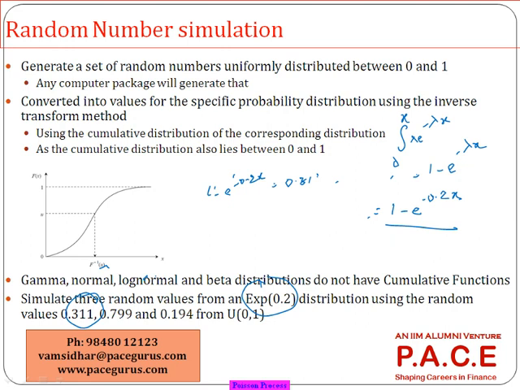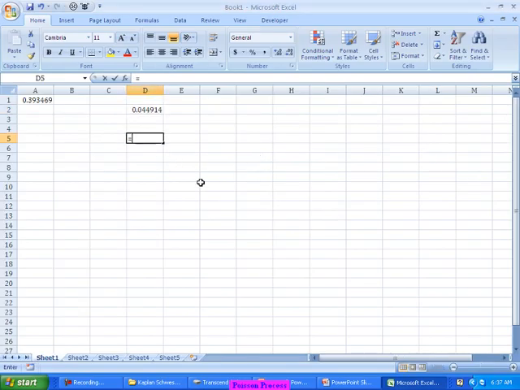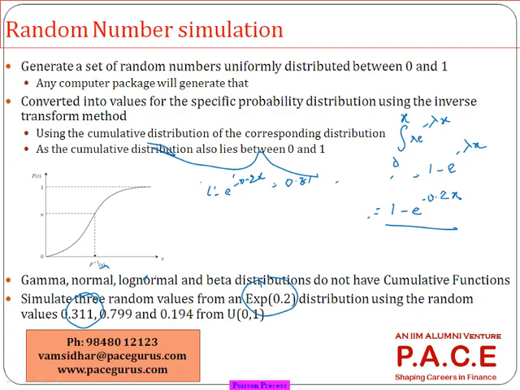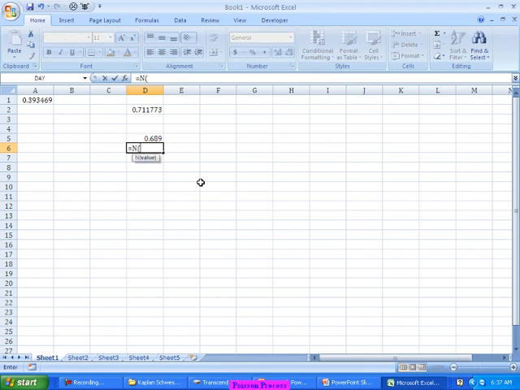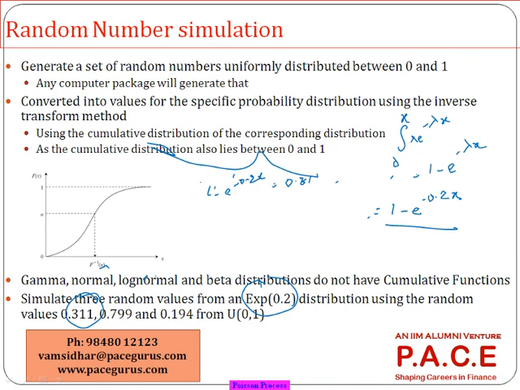So from this, e power minus 0.2x is 1 minus 0.311. If I take the logarithm of it, it becomes minus 0.2x. Dividing by minus 0.2, this becomes x. So my random variable is 1.86 corresponding to this. If I find the area from 0 to 1.86 under this exponential distribution, the area will be 0.311.